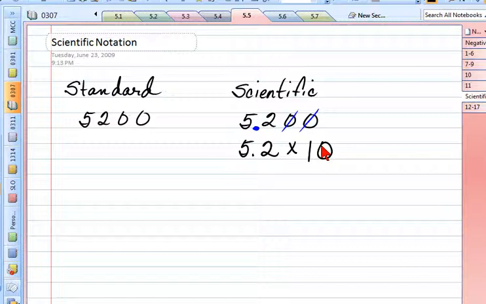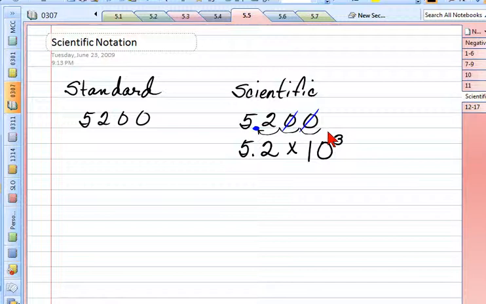Now, how do you know what the power of 10 should be? I'm going to teach this in a lot of detail. Where's the decimal in standard? Isn't it here at the end of the number? Well, where did it move? It used to be here, but it moved 1, 2, 3 places. However many places it moved, that's what you use as the exponent. 10 to the third. And that is just a dot that's left there.